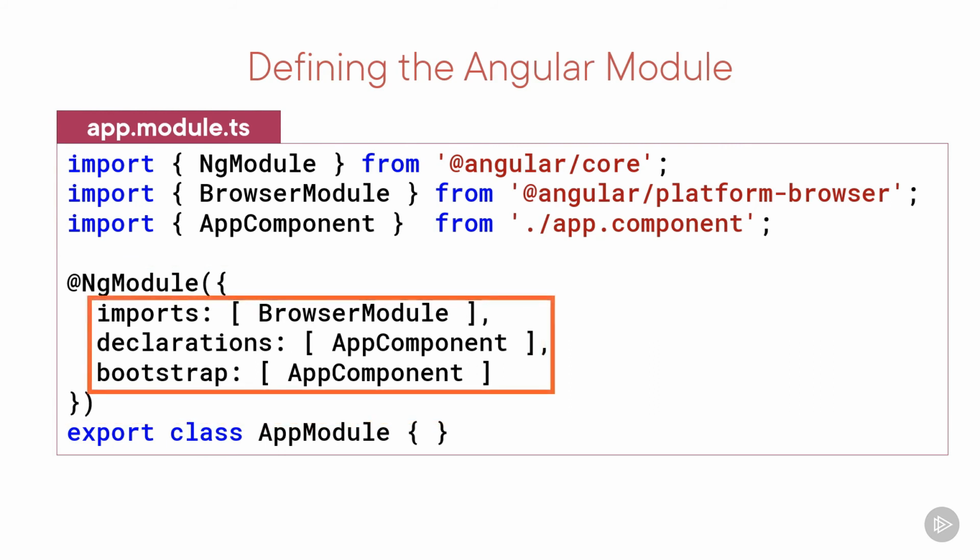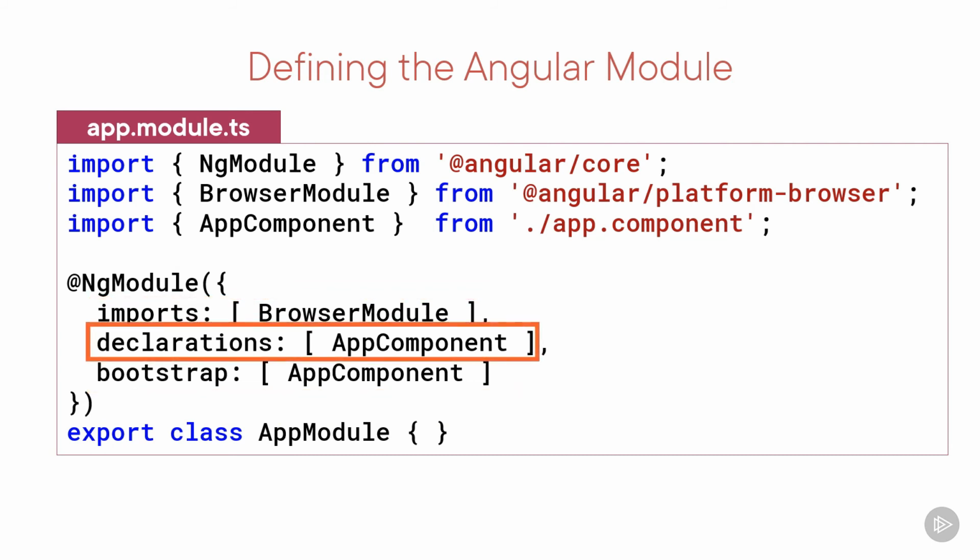For the ng module decorator, the properties are arrays. In the declarations array, we define which of our components belong to this module. By convention, our root application component, app component, belongs to the application's root Angular module, app module, so we declare it here. We can add other components here as well. We'll cover best practices for organizing our application into Angular modules later in this course. For now, all of our components will be declared here.